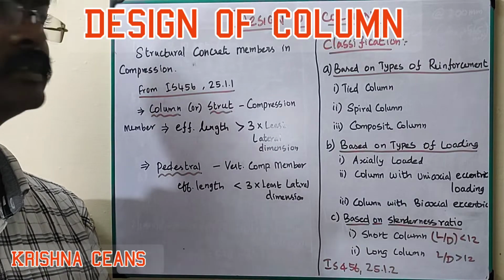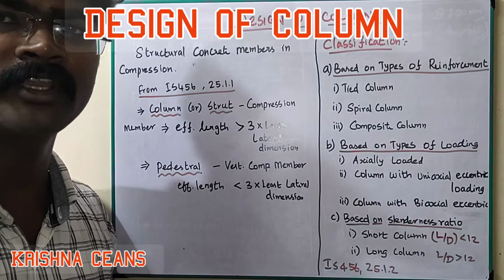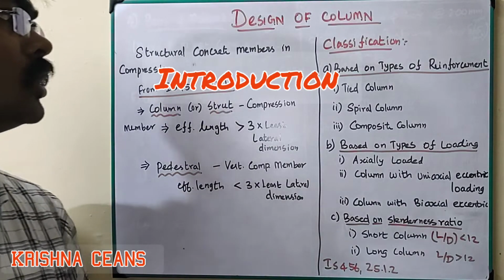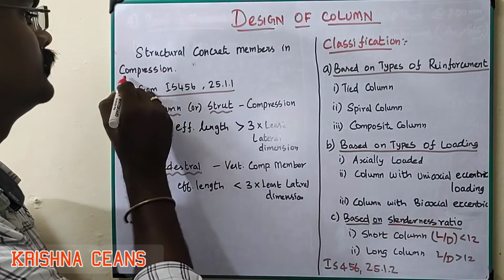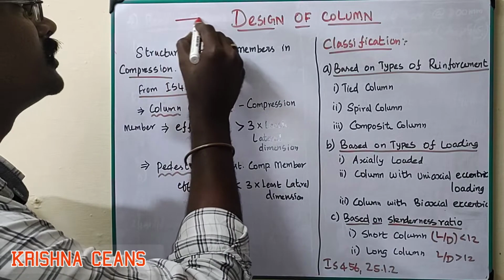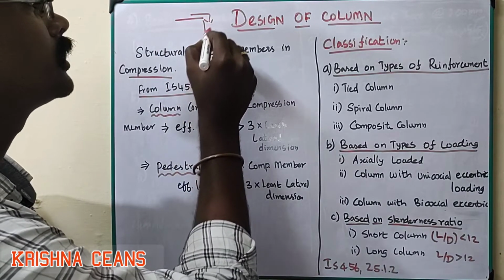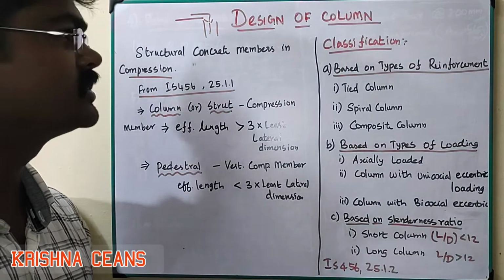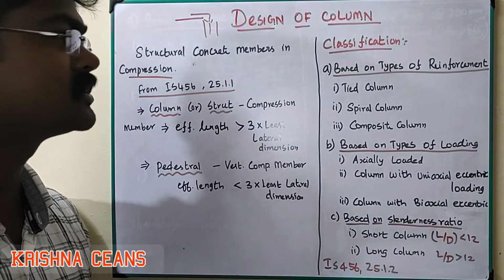Hello everyone. So in this video we will discuss the design of columns, with an introduction and general terms. As we all know, a column is a compression member. In this building, this is the slab, then the beam which transfers the load to the column. So this is the column. A column can carry axial compression, uniaxial compression, biaxial compression, like that.